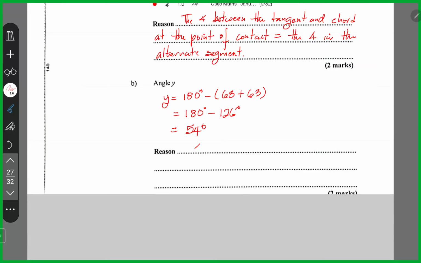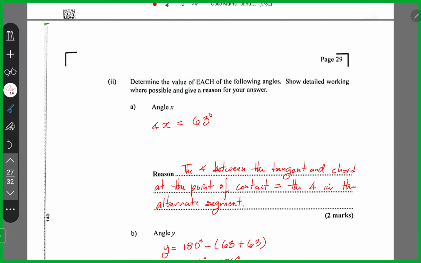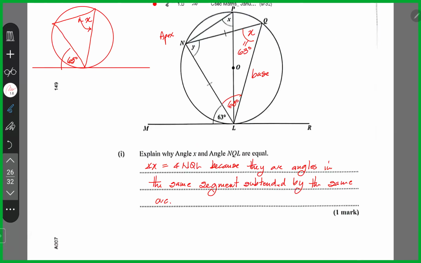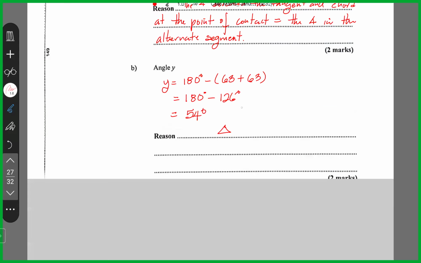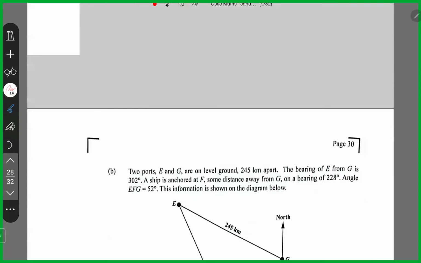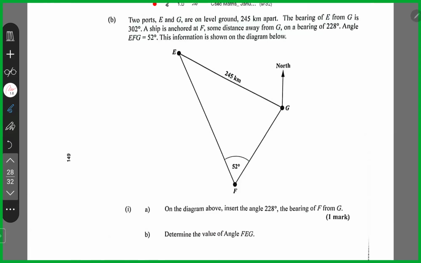And what's the reason? Triangle NLQ is an isosceles triangle. That brings us to B.